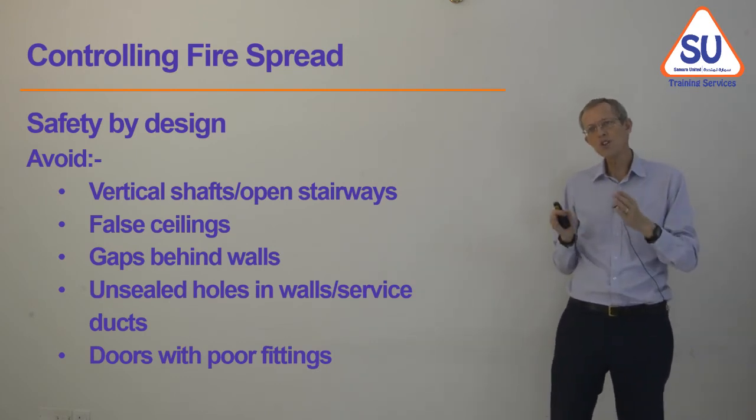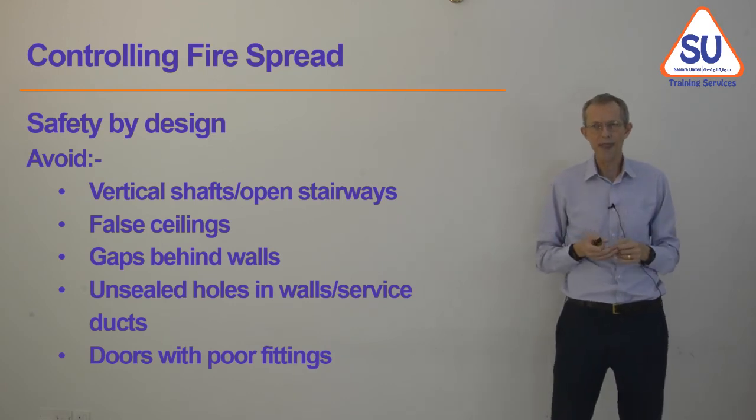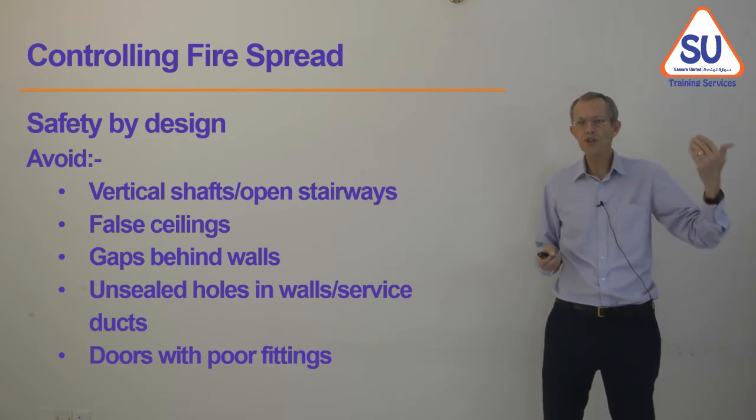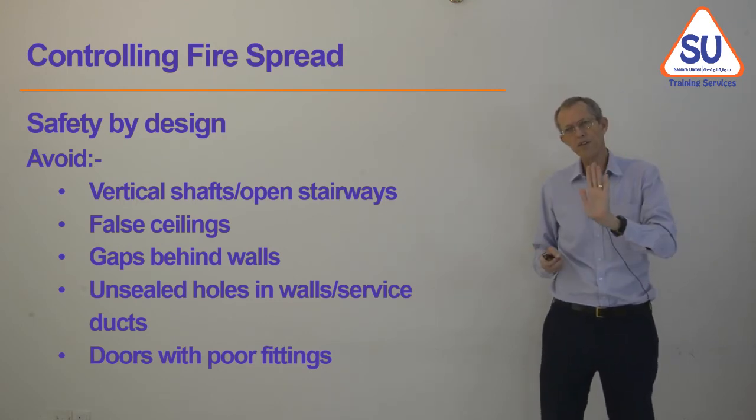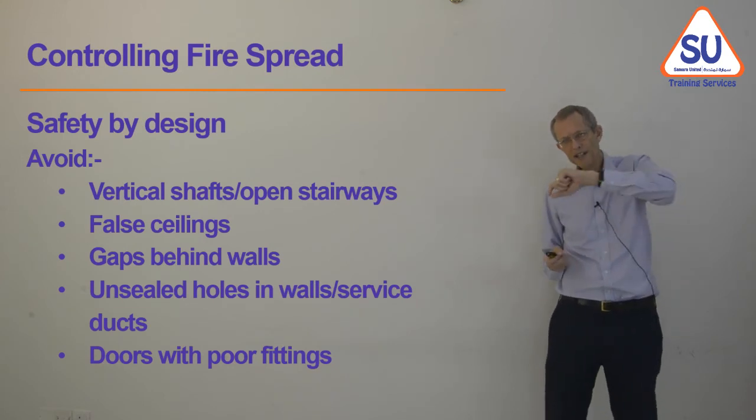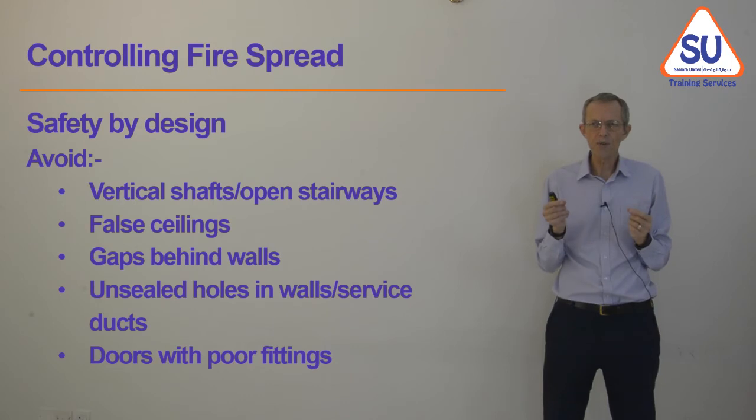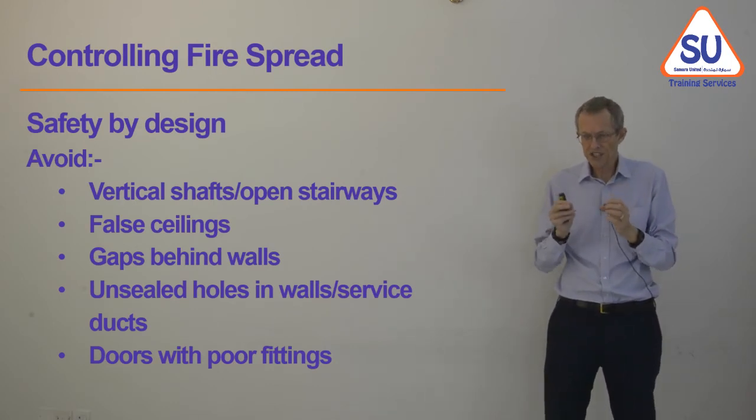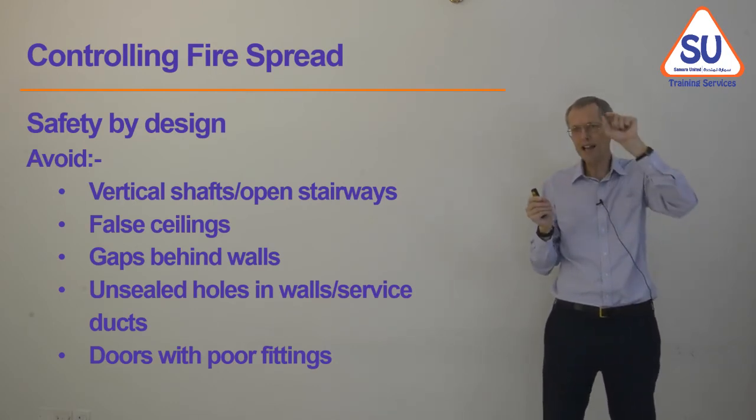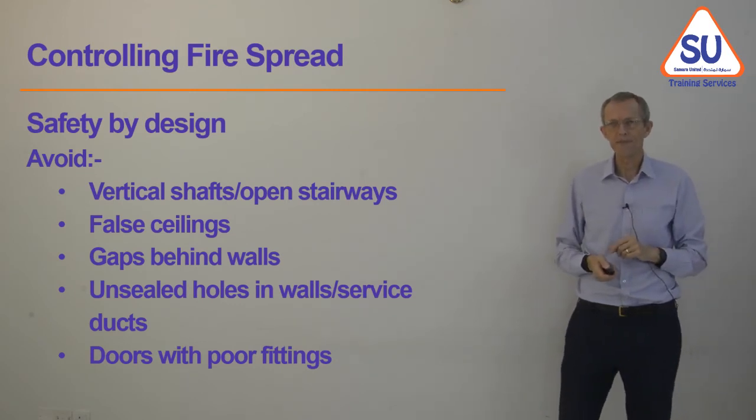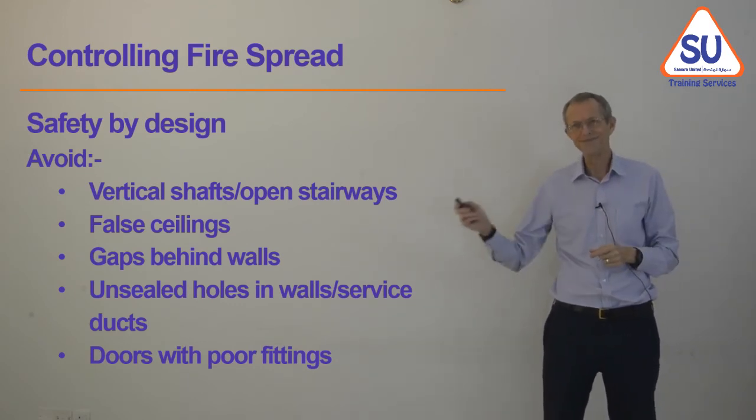And then the doors themselves must be properly fitted. So the doors will have closers, so they close automatically. So the doors, if we leave the door open, it closes itself to stop a fire. Or the door might have what we call an intumescent strip round it. The intumescent strip is a material that if it gets hot expands and closes the gap, the small gap round the door, to stop the fire spreading. So that's safety by design.